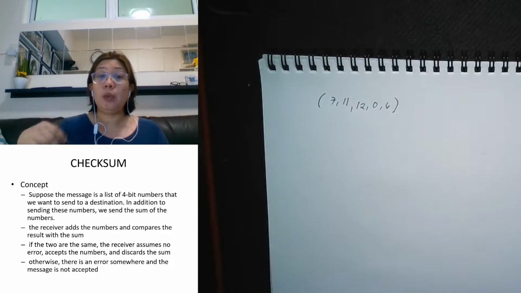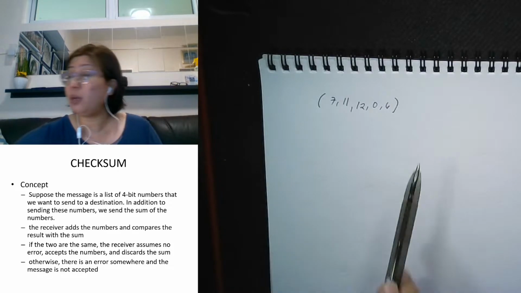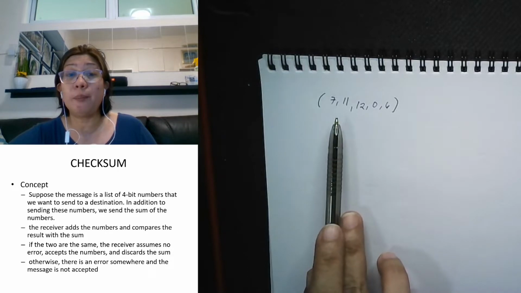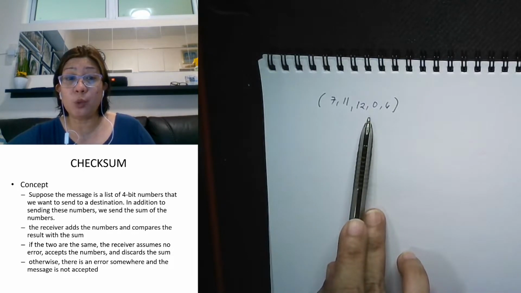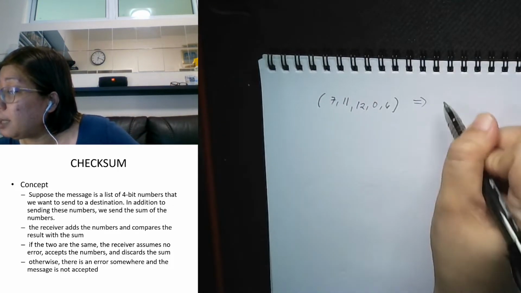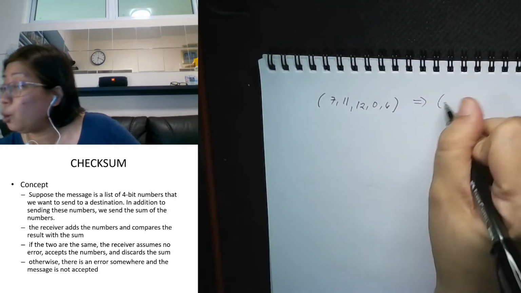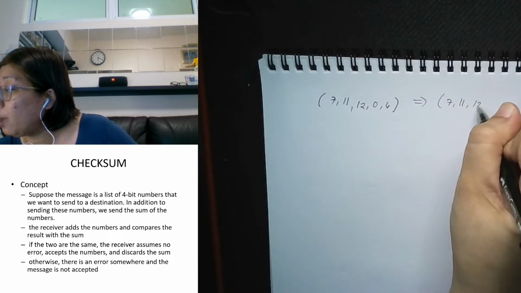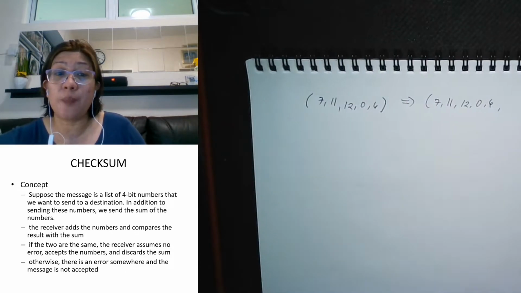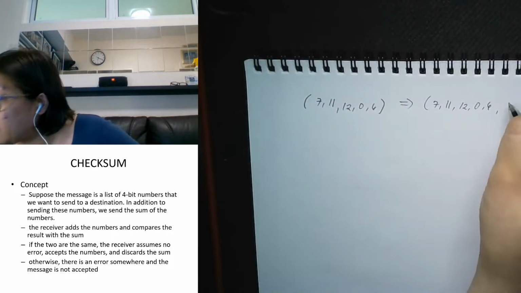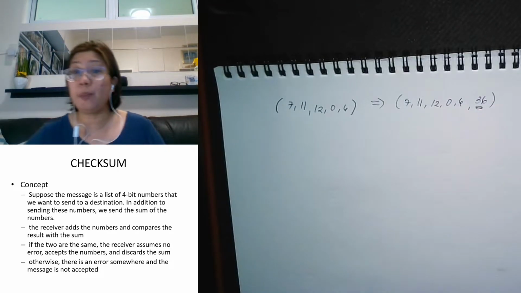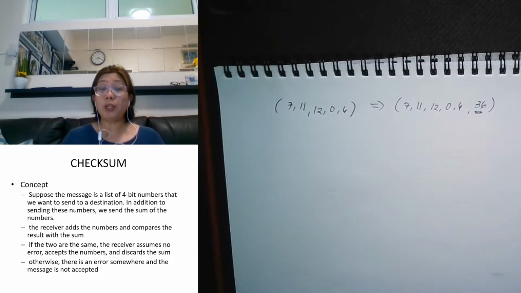We will not be sending only 7, 11, 12, 0, and 6, but rather we will be sending the message together with a checksum. So what will be the checksum? We will be sending 7, 11, 12, 0, and 6, plus the additional checksum, which is equivalent to 36. So 36 is included in the sent message. Where did we get 36?